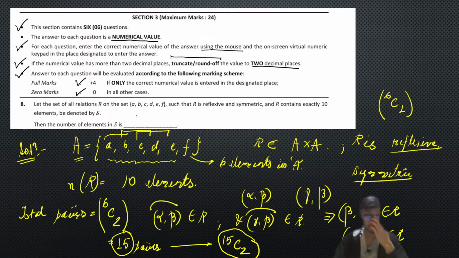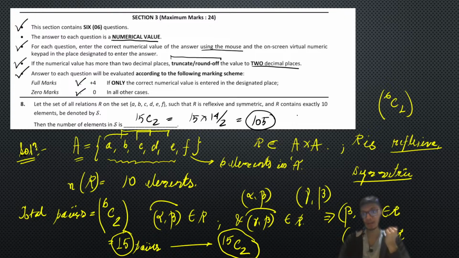So the answer to this question is going to be 15C2, and if you solve it, it is going to be equal to 15 into 14 by 2, and that will give you 105. So the numeric value to this question is simply 105. I hope this part is clear to all of you, right? Please let me know if this solution is clear or not.